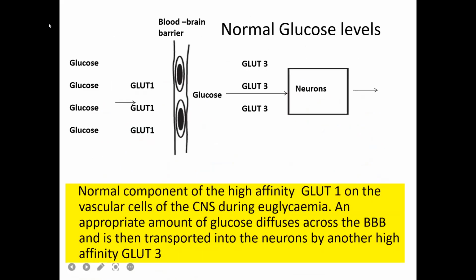So I'll describe hypoglycemia unawareness. First, what happens at normal glucose levels. GLUT1 is in the blood-brain barrier. The glucose goes through the blood-brain barrier, and through GLUT3 it goes to the neuron. With the normal component of high affinity GLUT1 on the vascular cells of the CNS during euglycemia, an appropriate amount of glucose diffuses across the blood-brain barrier and goes to the neurons. This is the normal situation.